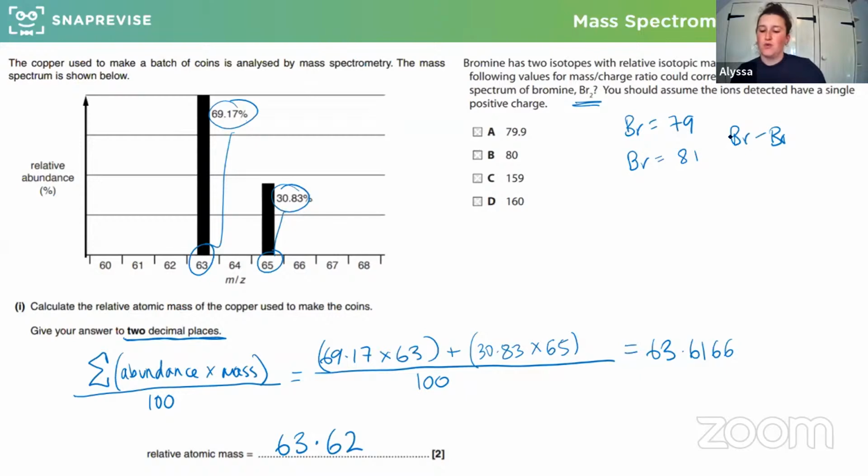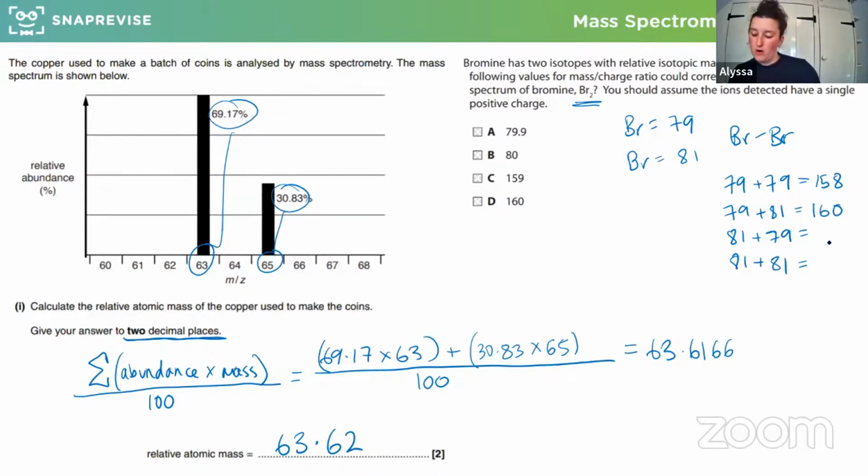So we just have to work out a quick bit of maths. What could it be? Our bromines could be 79, or 81, or one of each. So we can have 79 and a 79, a 79 and an 81, an 81 and a 79, or an 81 and an 81. A quick bit of maths tells us what they add up to: 158, 160, 160, or 162.